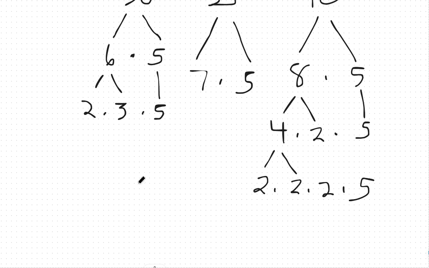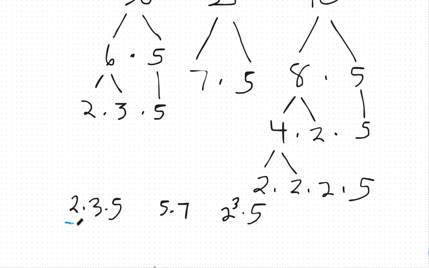Okay, so now what you want to do is arrange these in ascending order. It looks like most of them are, except for the middle ones. So we've got 2 times 3 times 5 for 30, and then we've got 5 times 7 for 35, and then we've got 2 to the third times 5 for 40.